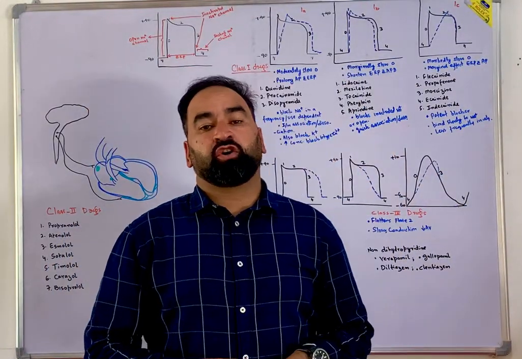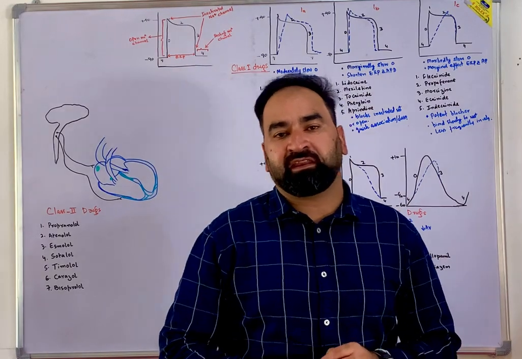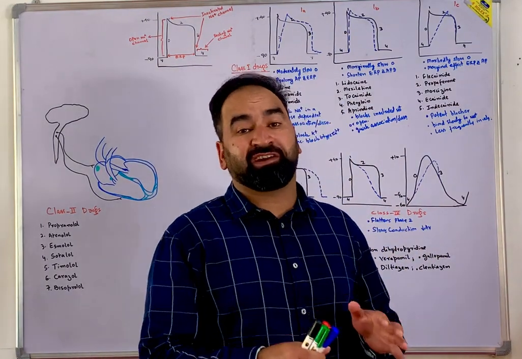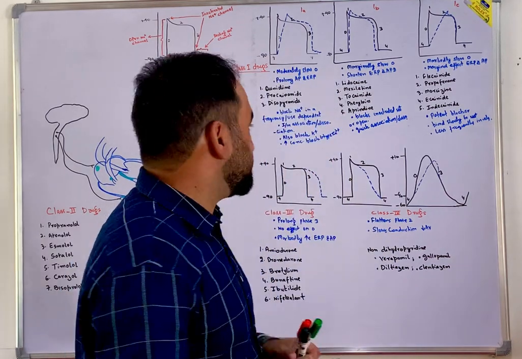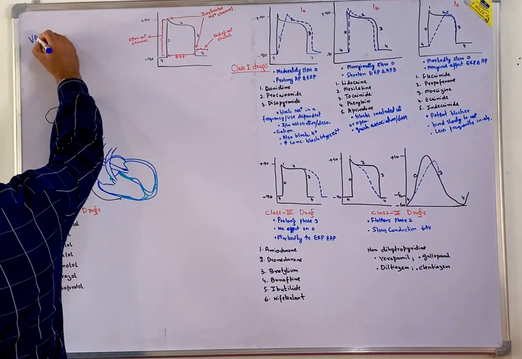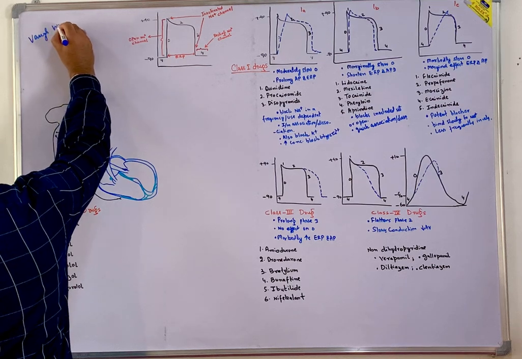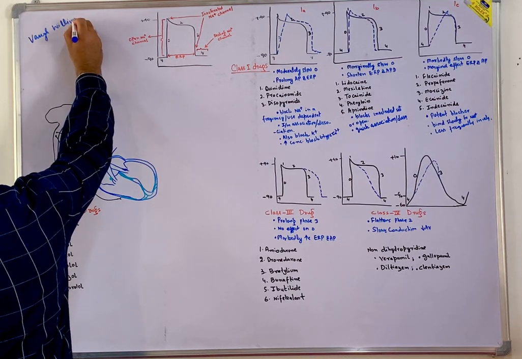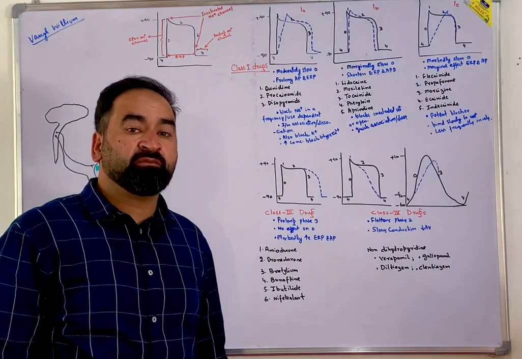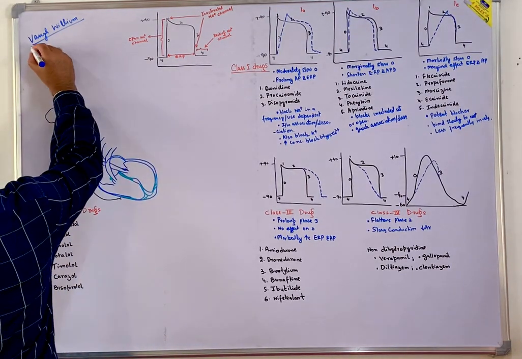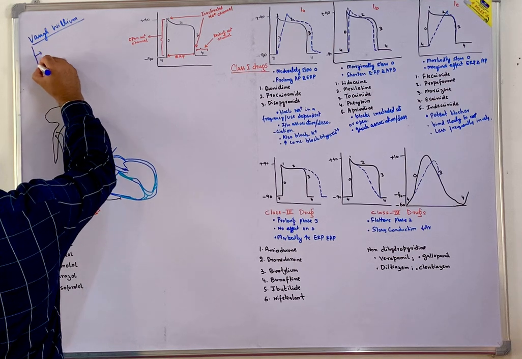Hello dear students, today we are going to complete the antiarrhythmic drugs. Now we are going to treat the antiarrhythmias. You know there is one scientist known as Vaughan Williams, who classified the antiarrhythmic drugs into four classes.